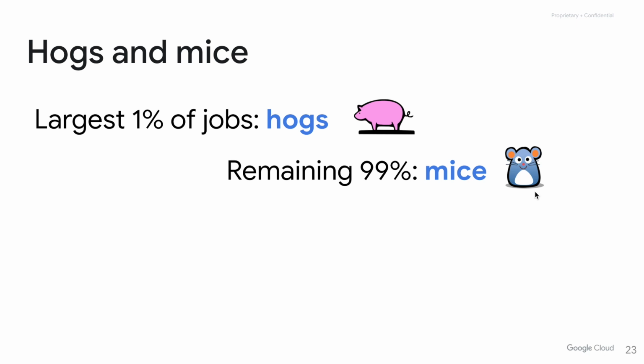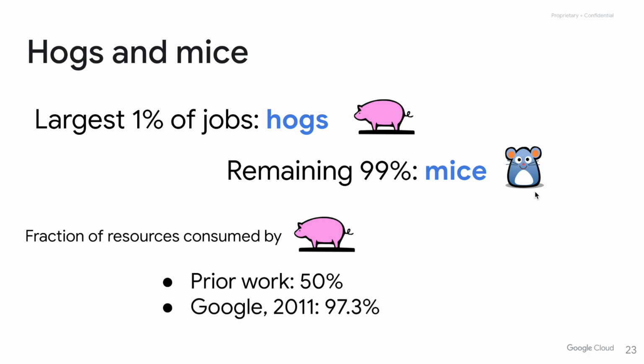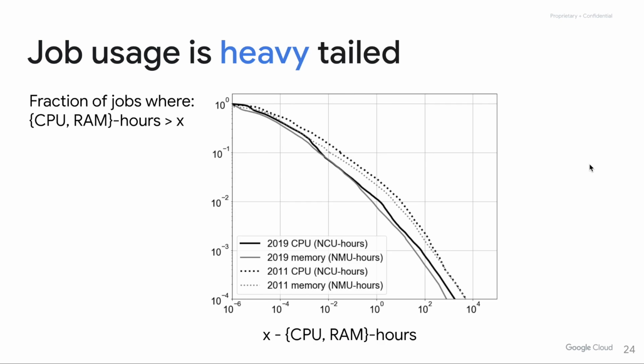What we are interested in here is the fraction of resources consumed by these hogs, i.e. the largest 1% of jobs. Prior work has shown this to be as high as 50%, but at Google, we see that in 2011, it was over 97%, and in 2019, it was over 99%. This leads us to seek a better understanding of how each job consumes resources over time.